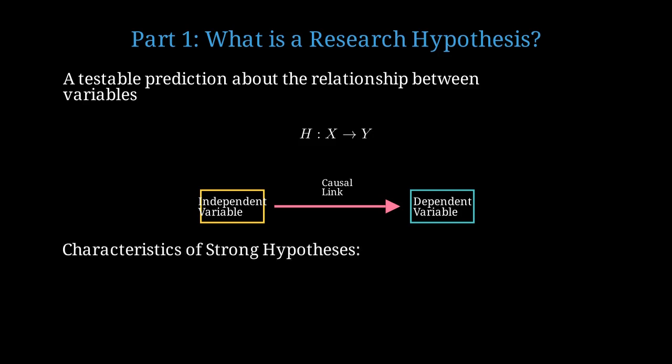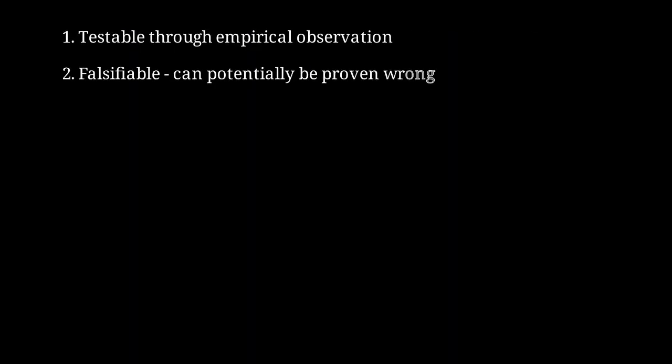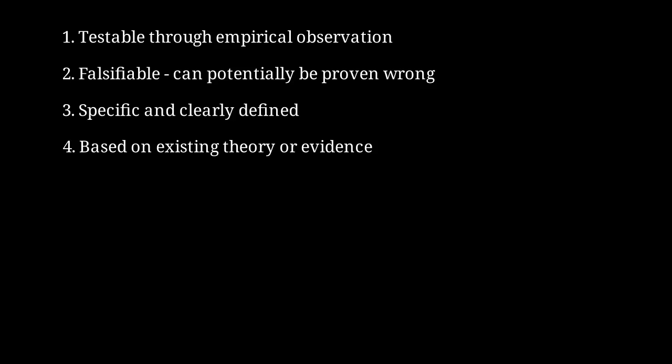Strong hypotheses share four critical characteristics. First, they must be testable through actual measurements and observations. Second, they must be falsifiable, meaning there must be a way to prove them wrong. Third, they must be specific with clearly defined terms and expected outcomes. Fourth, they should build on existing theory or preliminary evidence, not appear from nowhere.